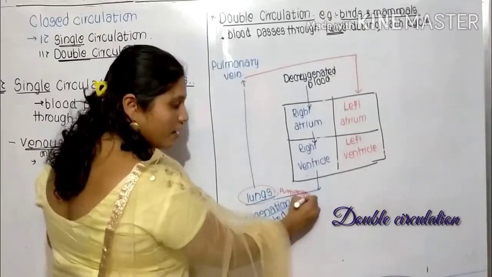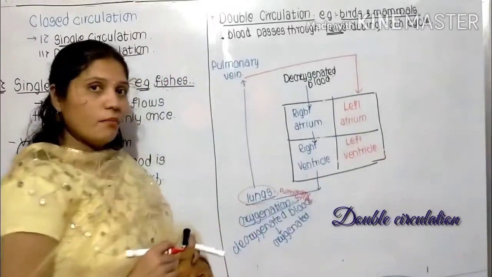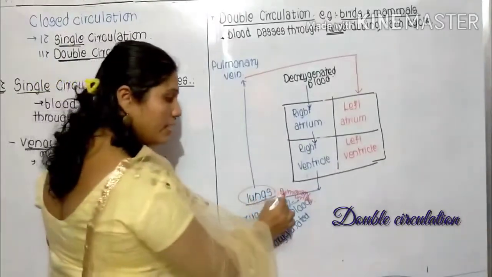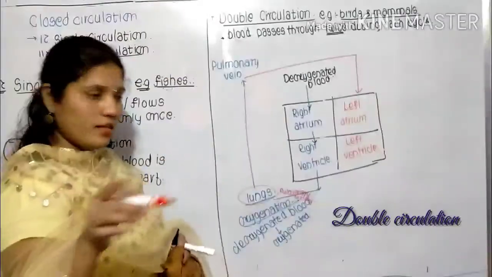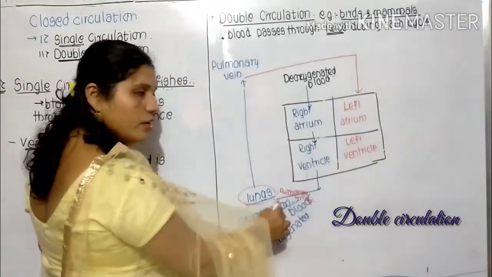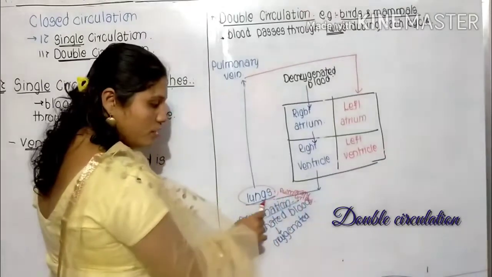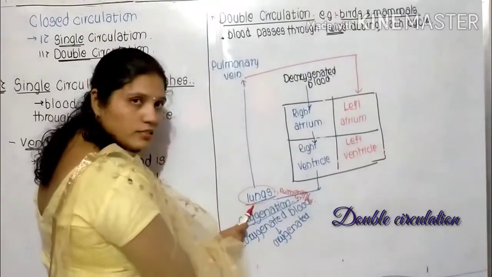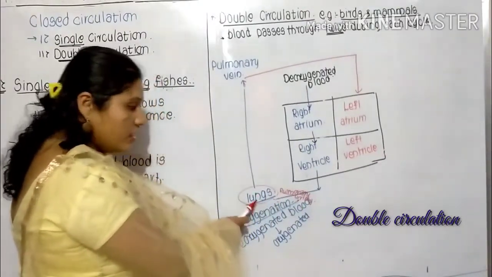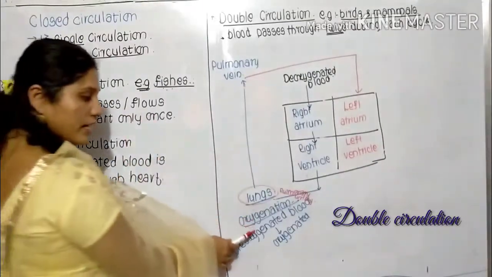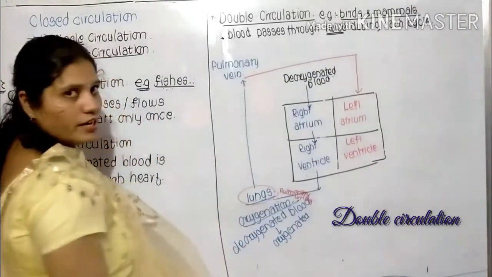It is an artery. What is there in our mind? Artery always carries oxygenated blood, but here it is the pulmonary artery. This pulmonary artery carries deoxygenated blood. Okay, and they carry this deoxygenated blood towards what? Towards the lungs. Now what is the function of these lungs? Lungs do the function of oxygenation. It converts that deoxygenated blood into oxygenated blood.